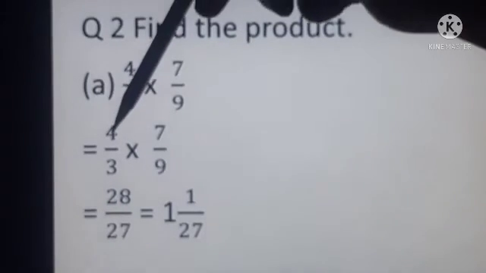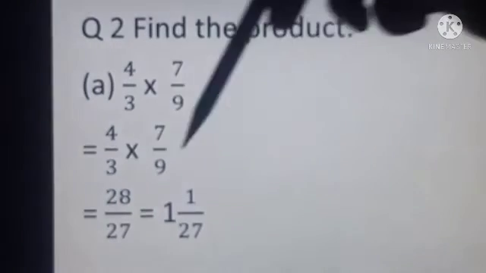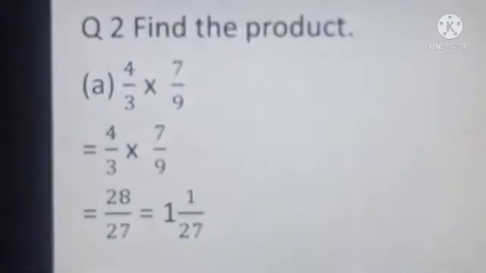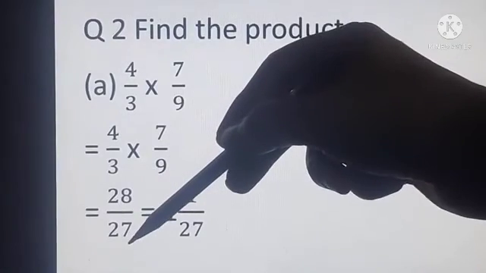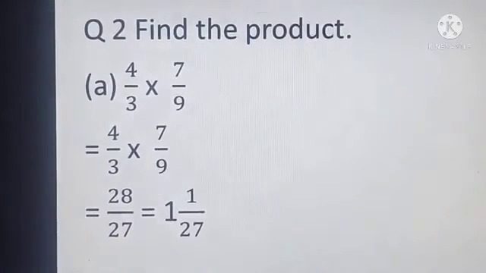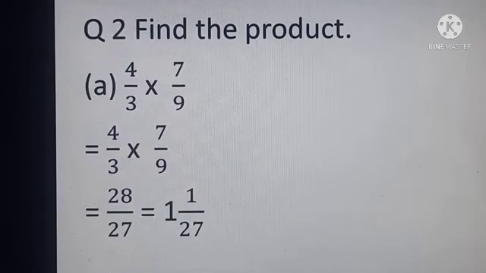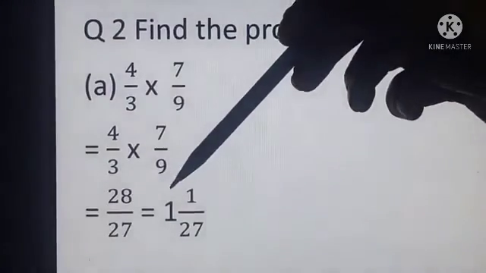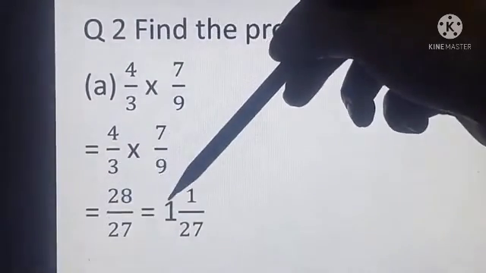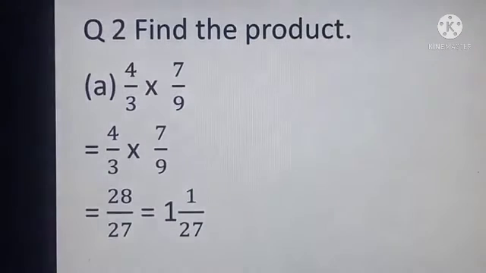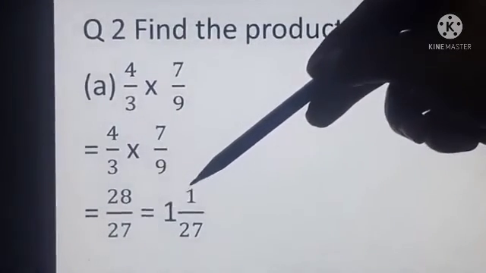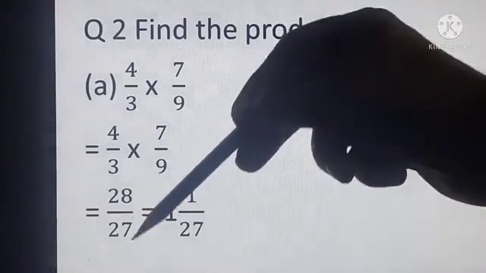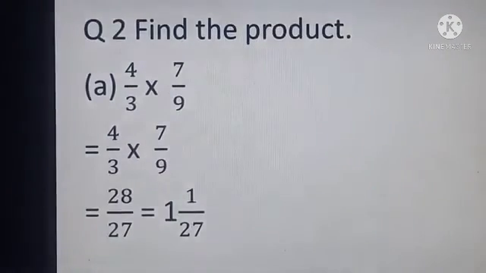We will multiply. 4 sevens are 28. 3 nines are 27. 28 when divided by 27, orally you can find out 27 ones are 27. Then remainder will be 1. So this improper fraction will change into 1 whole 1 upon 27. You can check your answer also. Check it. 27 ones are 27 plus 1, 28. 28 upon 27. Yes, correct? Right?